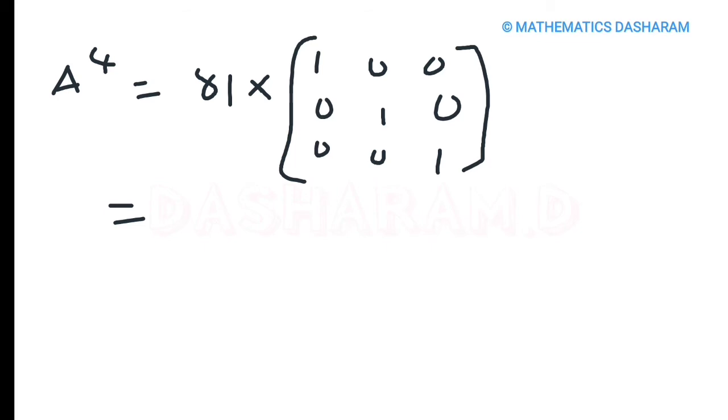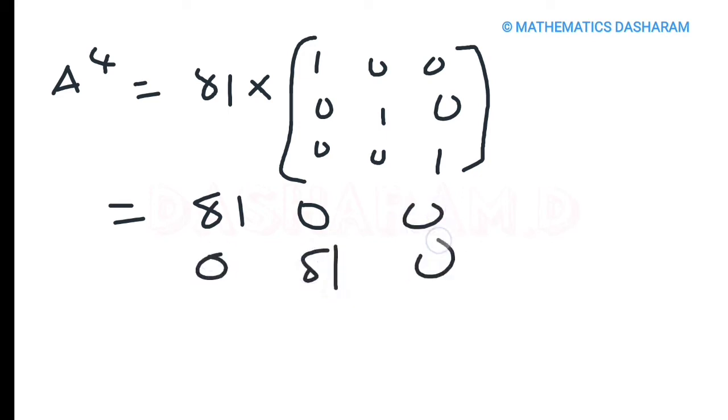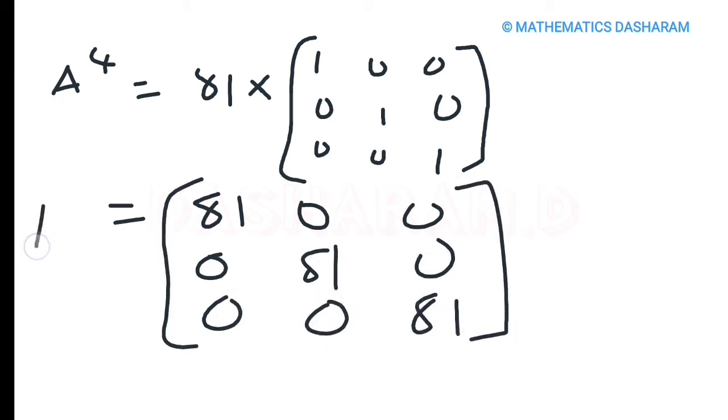Now multiply 81 inside: 81 into 1, 81; 81 into 0, 0; 81 into 0, 0; so 0, 81, 0, 0, 0, 81. So this is the A to the power of 4 answer.